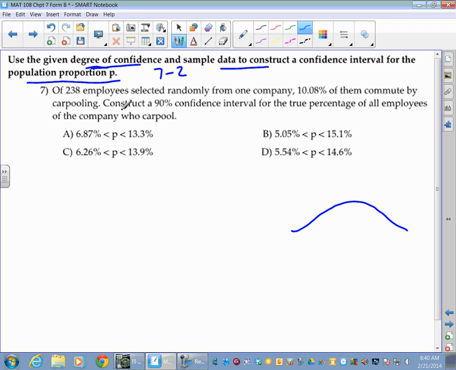All right. Of the 238 employees selected randomly from one company, 10.08% of them commute by carpooling. Construct a 90% confidence interval for the true percentage of all employees of the company who carpool. So, any ideas which button to use? You're trying to construct this picture. So which button would you use? Or calculation, if you're looking at that one.